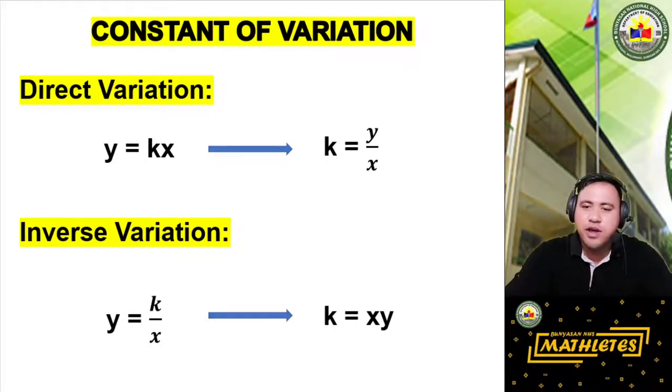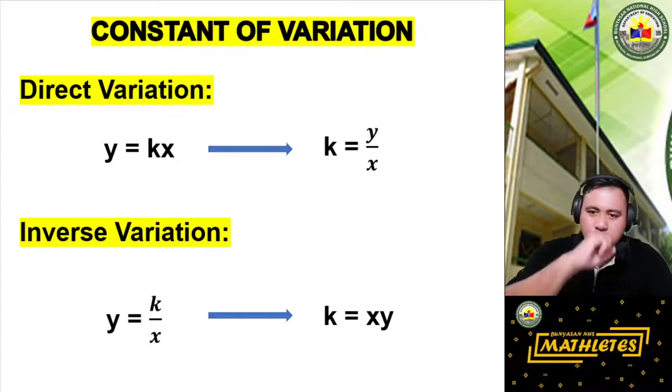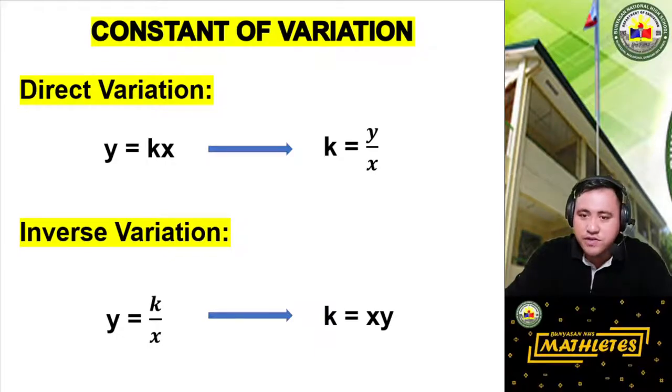Direct variation naman. So, paano kunin yung constant of variation sa inverse variation? Ito yung equation ng inverse variation: y is equal to k over x. Then, k is equal to xy. So, the constant of variation in the inverse variation is the product of the two quantities. You are going to multiply the two quantities in order to get the constant of variation.